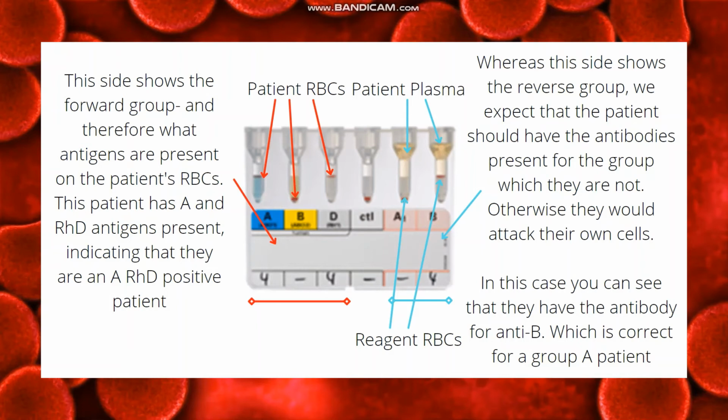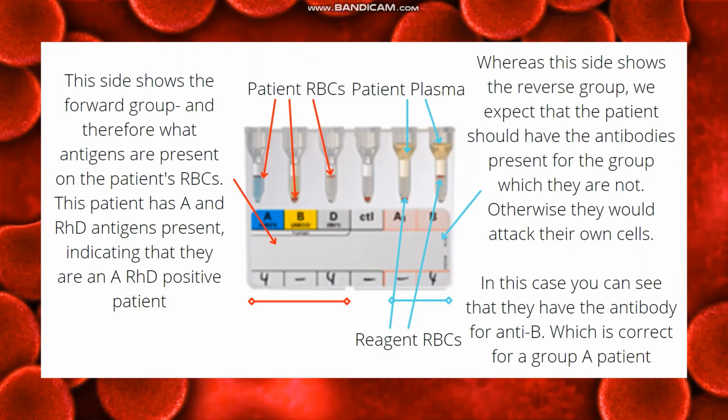So if you have a reaction, then you will expect that the cells will be towards the top of the card. And if there's no reaction, then the cells will still be separate so they can get to the bottom of the card, if that makes sense. So if we're to look at the forward group here, you can see that there's a line at the top of the card for the A and a line at the top of the card for the D. Therefore, they have a reaction in the A and a reaction in the RHD. So the forward group would indicate that they are an A RHD positive patient.